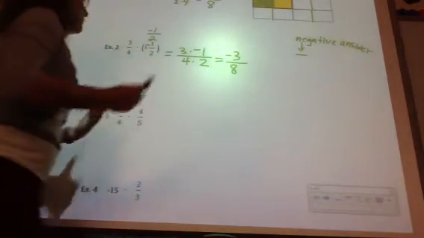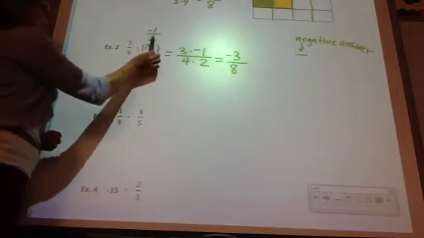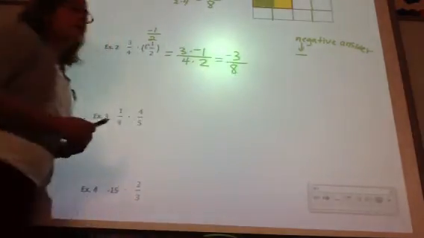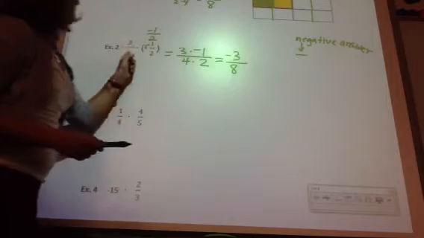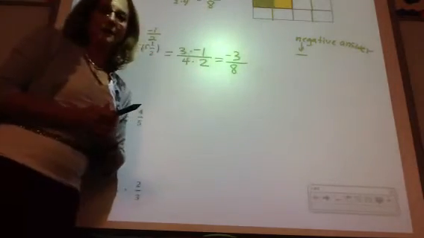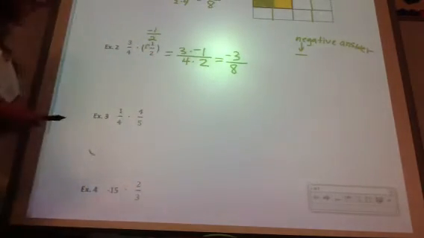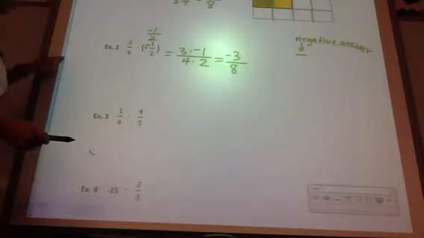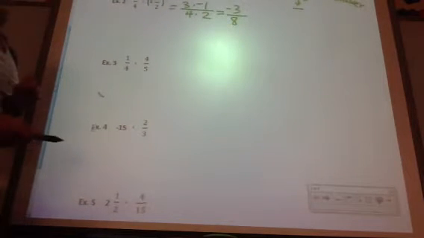And I'm sure you're thinking again, well, Miss Stevens, I could have just said positive times negative, my answer is going to be negative, and then 3 times 1 is 3, 4 times 2 is 8. And you're exactly right. Okay, but now let's look at another example where we're going to do something with those common factors.